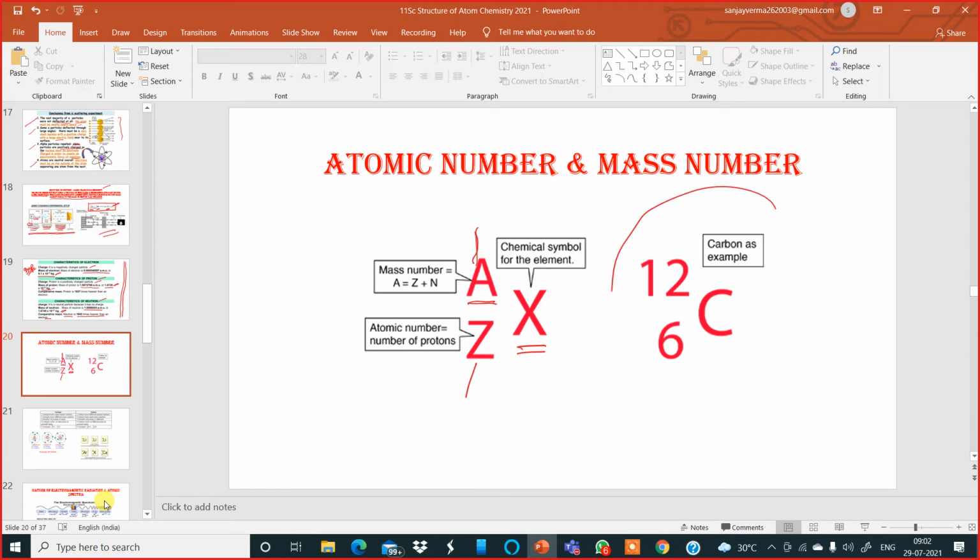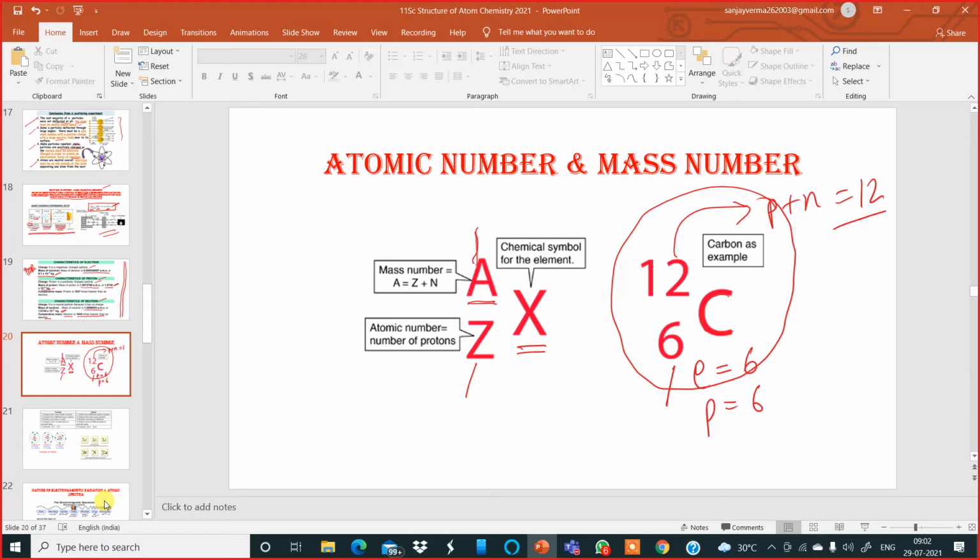For example, take carbon as an element, an atom of carbon. Its atomic number is 6, which means the number of electrons is 6, and the number of protons is also 6. But its mass number is 12, which means the number of protons plus the number of neutrons is equal to 12. So that is a brief idea about atomic number and mass number.